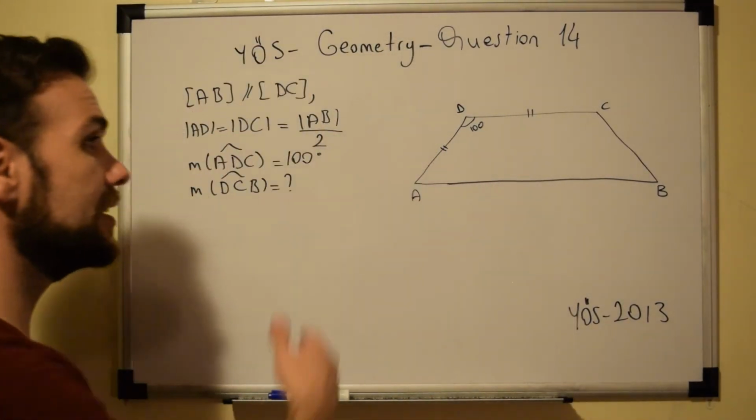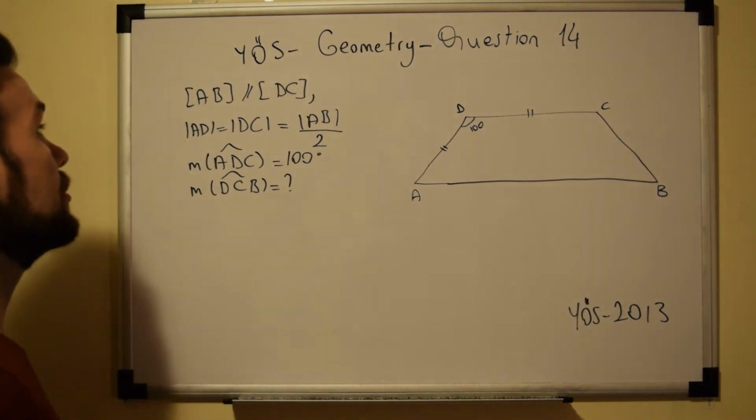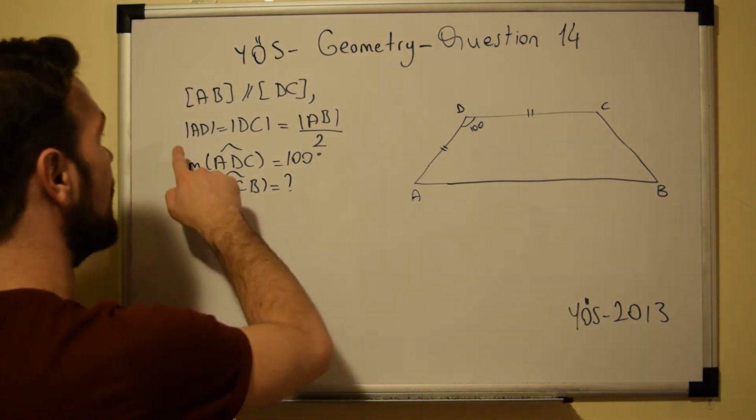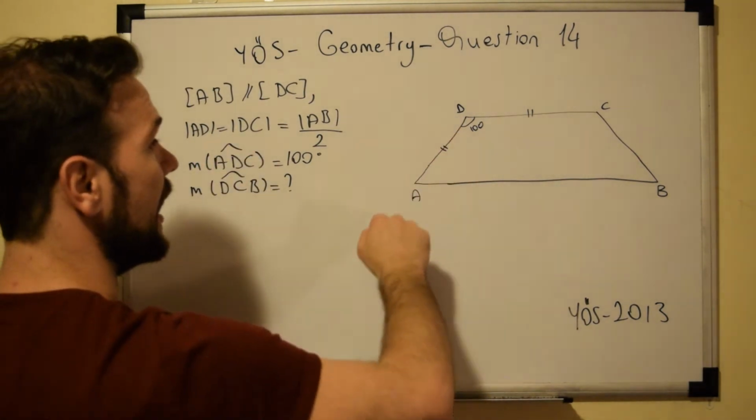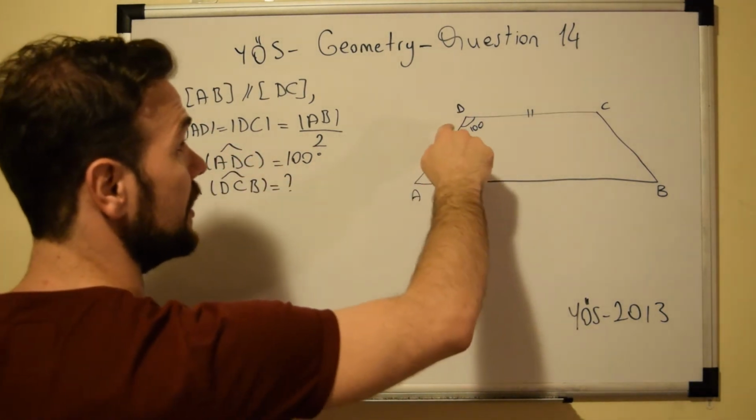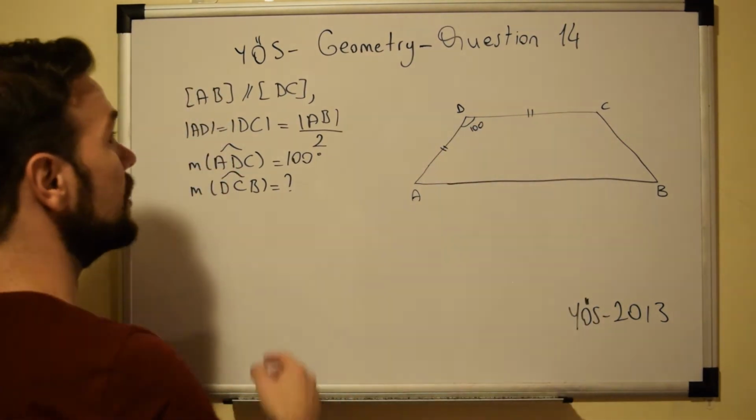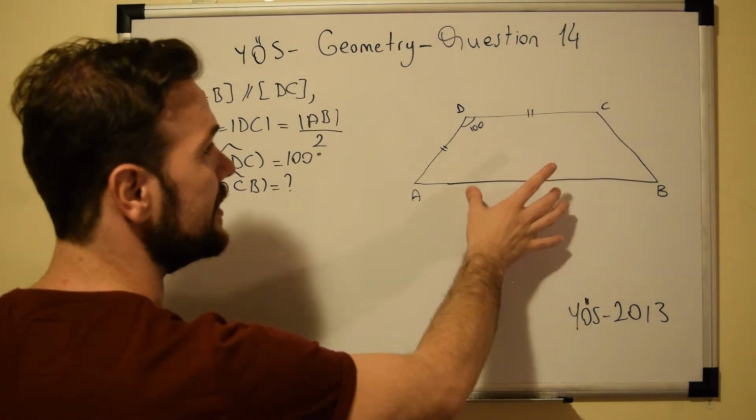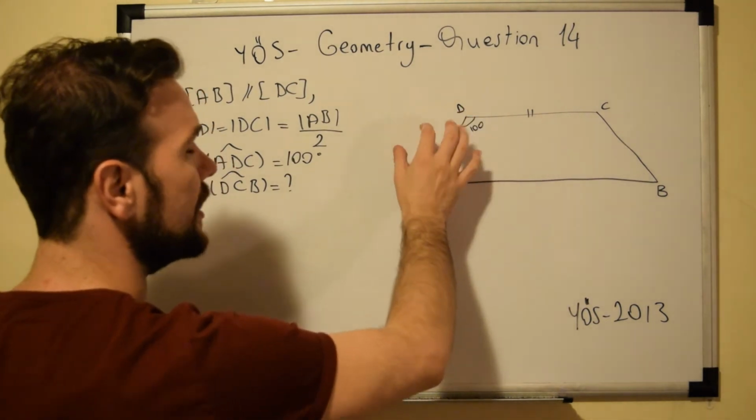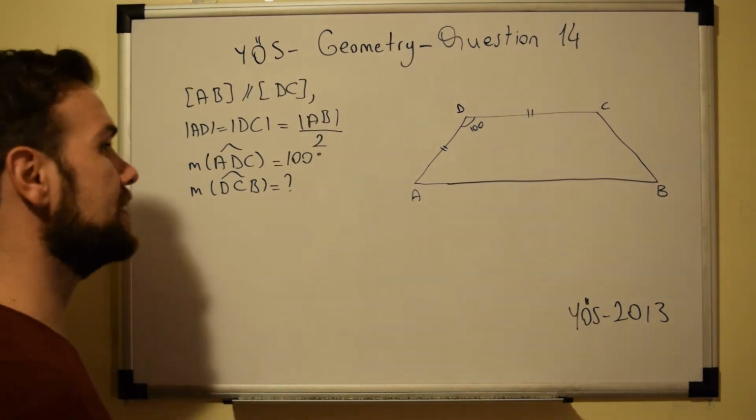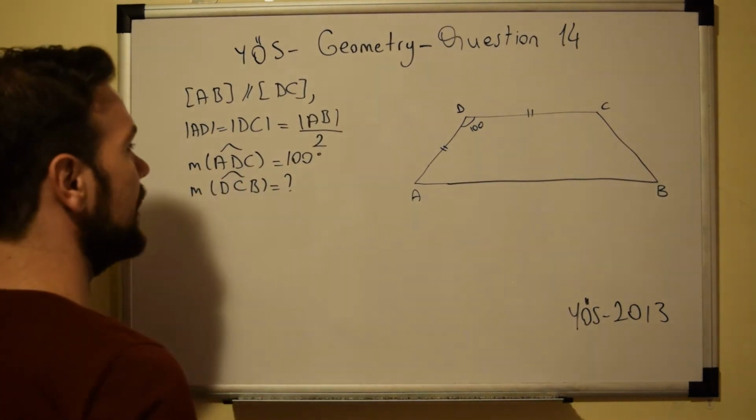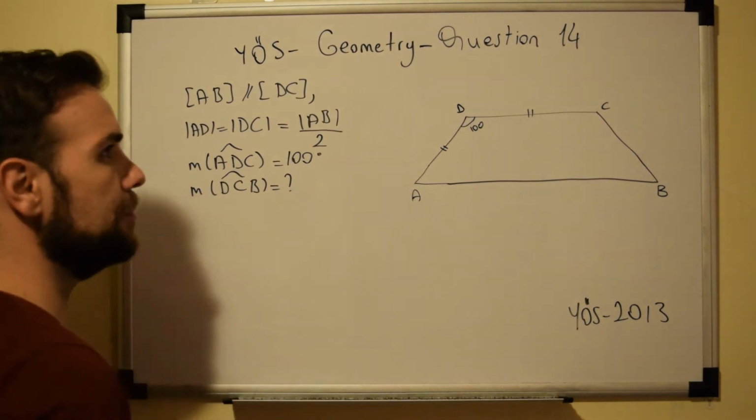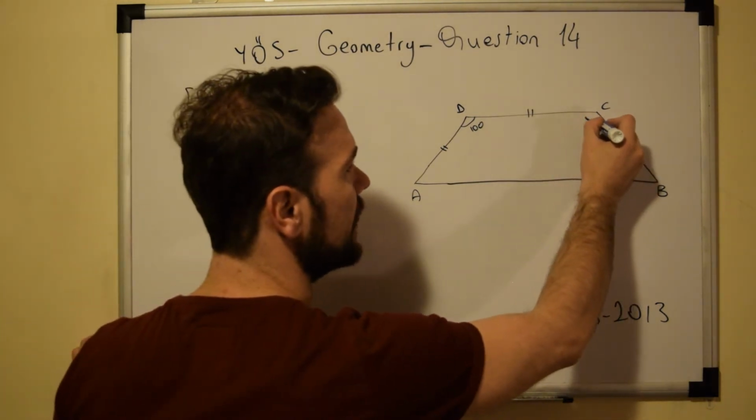In this question, as you can see, we will be dealing with a polygon. So we have AB, which is parallel to DC. We have AD, which is equal to DC, and we are told that these two sides are equal to AB over 2. So AB is equal to 2 DCs, which is equal to 2 ADs. We are also given the angle ADC, which is equal to 100, and we are asked for the angle DCB. So we are asked for this angle.